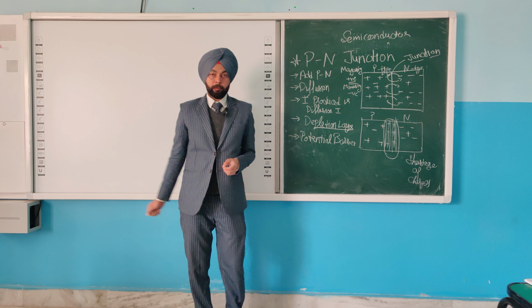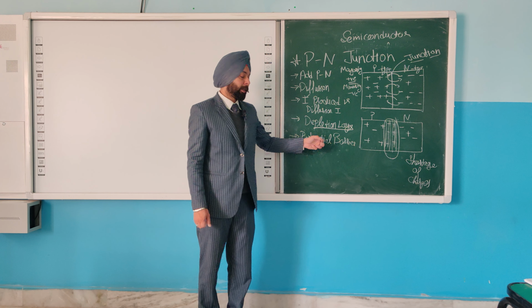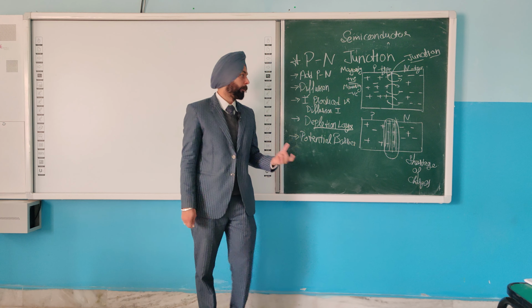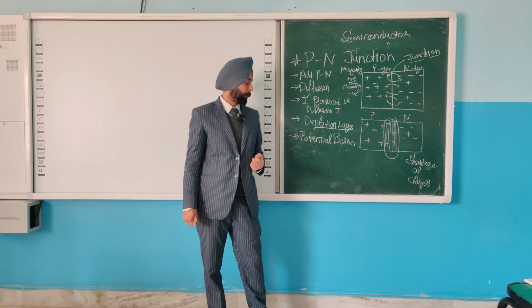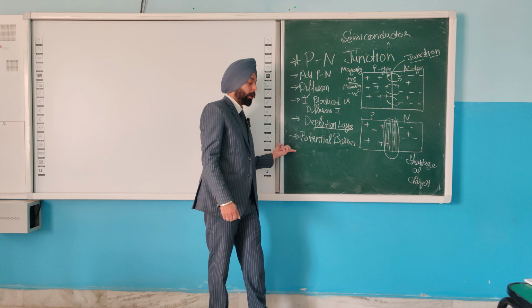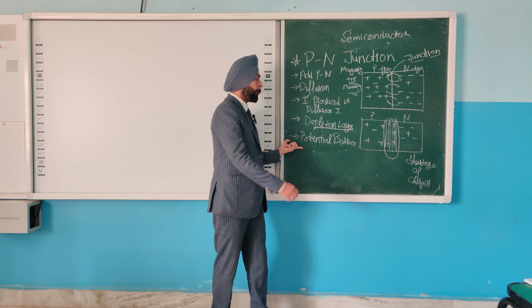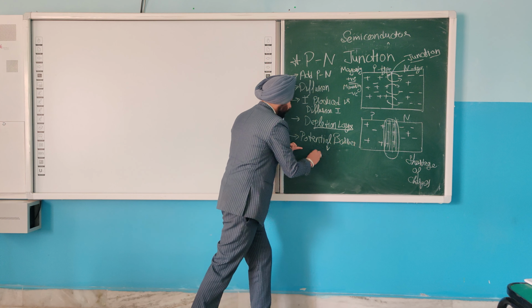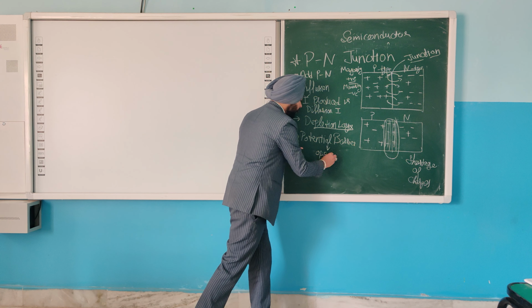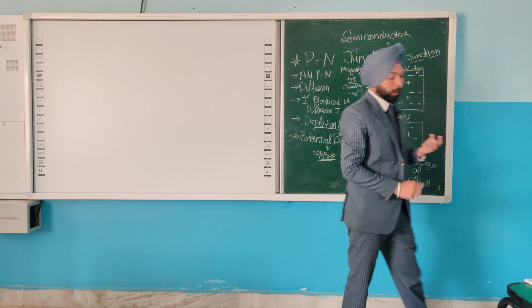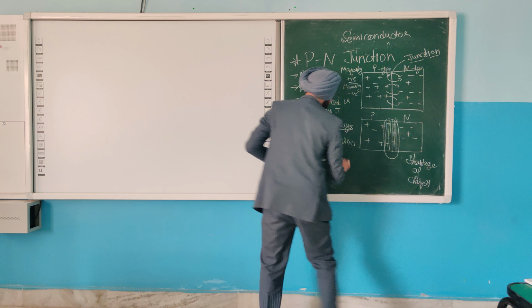When the depletion layer is formed, a potential barrier is created between the P and N type. A potential barrier will be created. What will that potential barrier do? It will oppose the current.